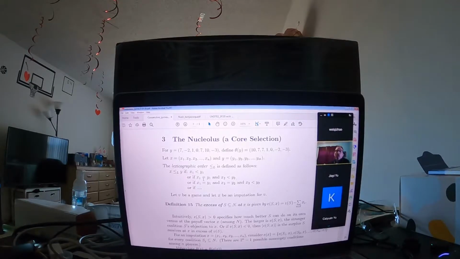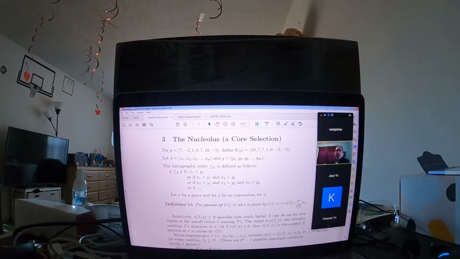Okay? But what if they have the same second number? If they have the same first number and the same second number, then you go on to the third number. And if X3 is less than Y3, then X is lexicographically less than Y. And you continue this until at some point, unless they're the exact same list, they have to differ in at least one component. So at some point, one of them will be lexicographically less than the other. Yes? Questions about that?